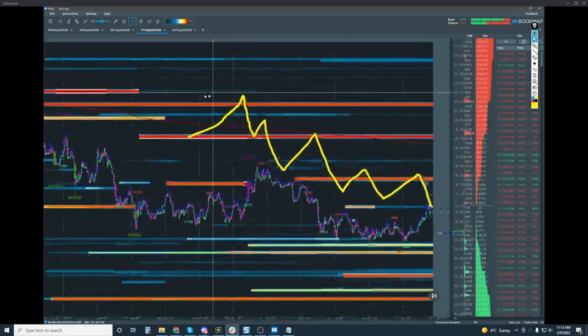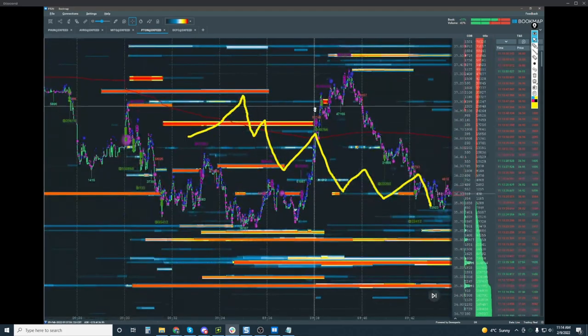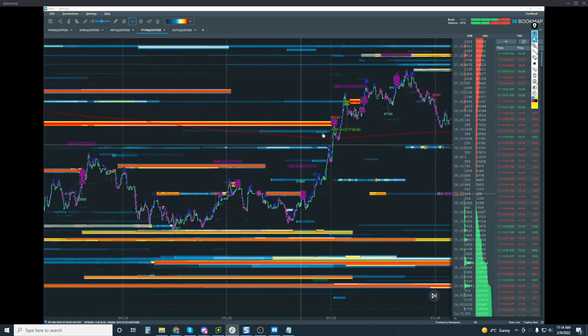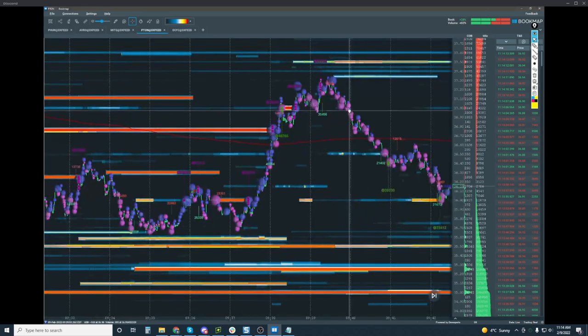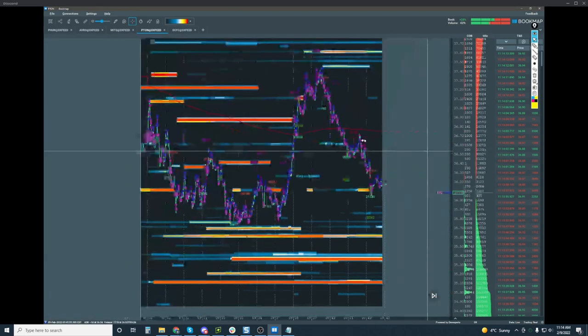Then it basically reversed with this move. And you can see that we went to clear this liquidity, soaked, VWAP dip, bounce back up, curling again. And then over here, started to make lower highs, lower lows, wash.